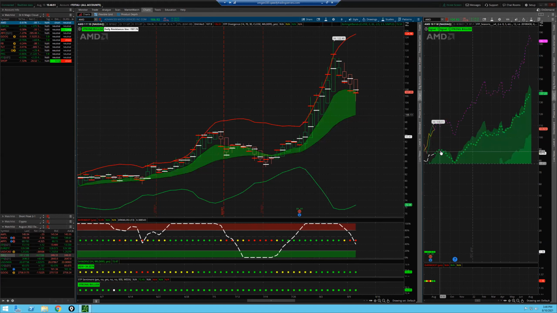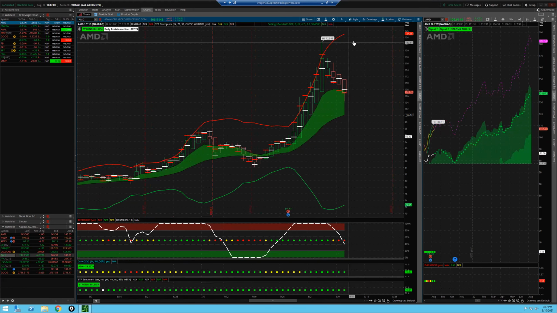Looking at seasonality here, typically right around the end of August, AMD dips until October, okay? So we could have another test of highs and a rollover. We don't really know at this point, but if it respects this cloud, you get a trigger off the daily here or a smaller time frame, you can go ahead and take that, right?